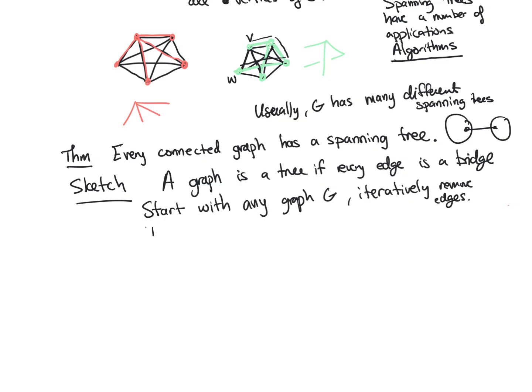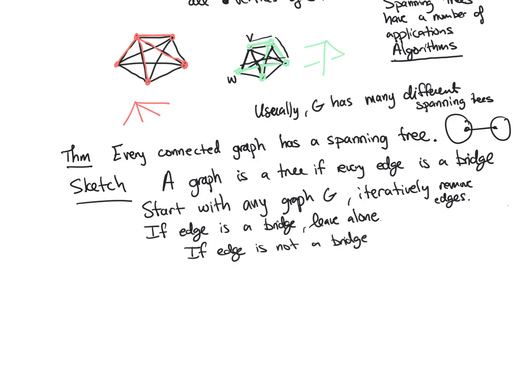So if an edge is a bridge, leave it alone. If every edge is a bridge, then it is a tree, so you're done. And if an edge is not a bridge, then in the first step, removing one edge, we remove it. So we're going to repeat this process.